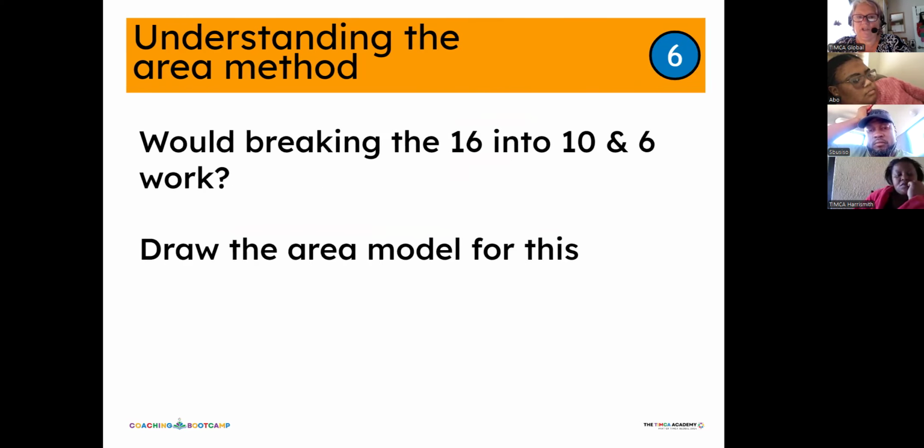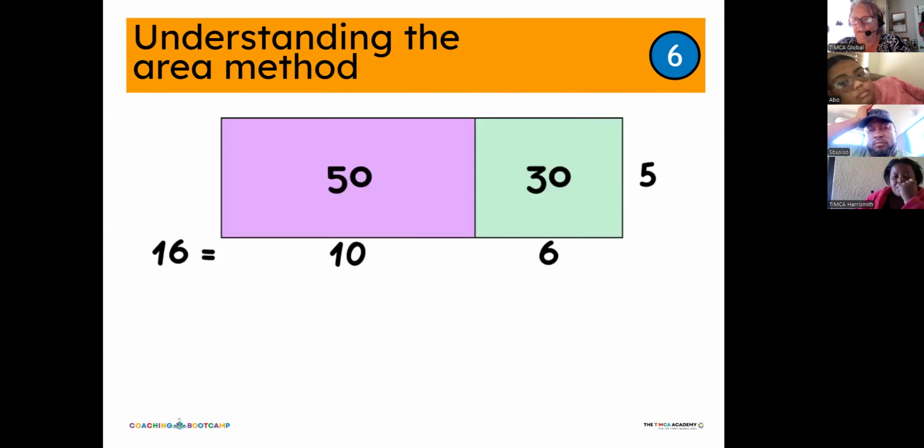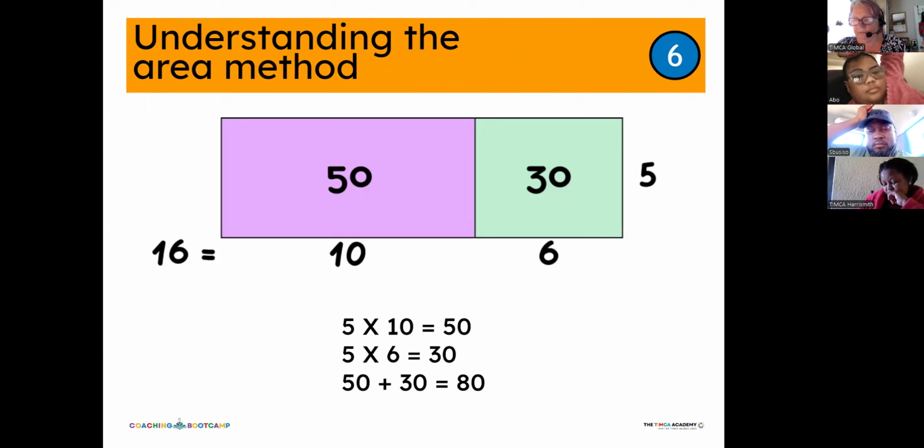And then I asked the question, would breaking it into 10 and 6 work? And that's exactly what Abo said at the end. Yeah, 10 and 6 is the same. 5 times 10 is 50. 5 times 6 is 30. Okay. So those were some of the examples I had. You guys have got your 8 and 8. You've got your 4, 4 and 4, and you've got your 7, 7 and 2.